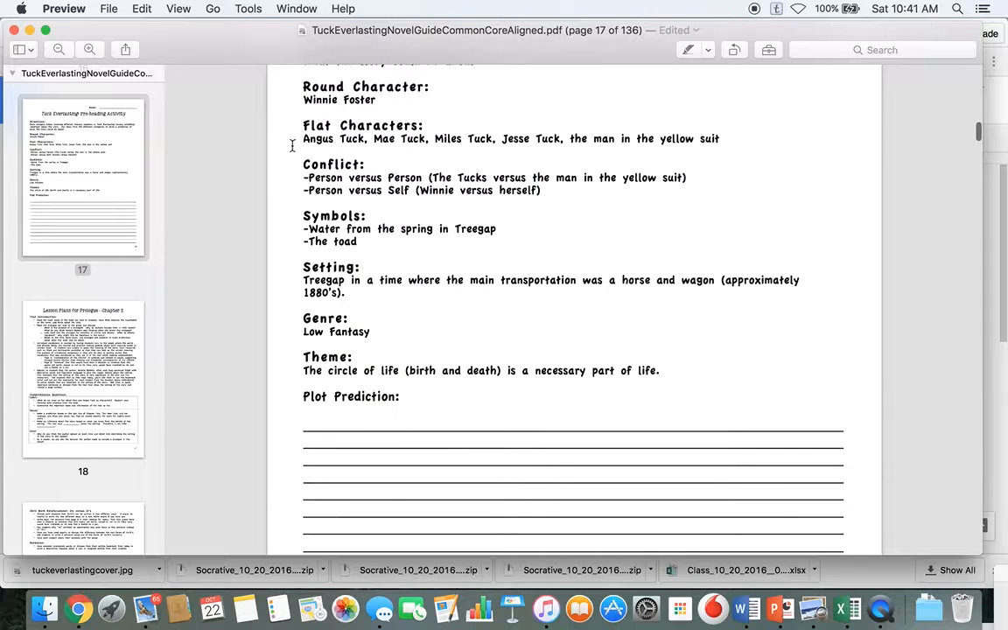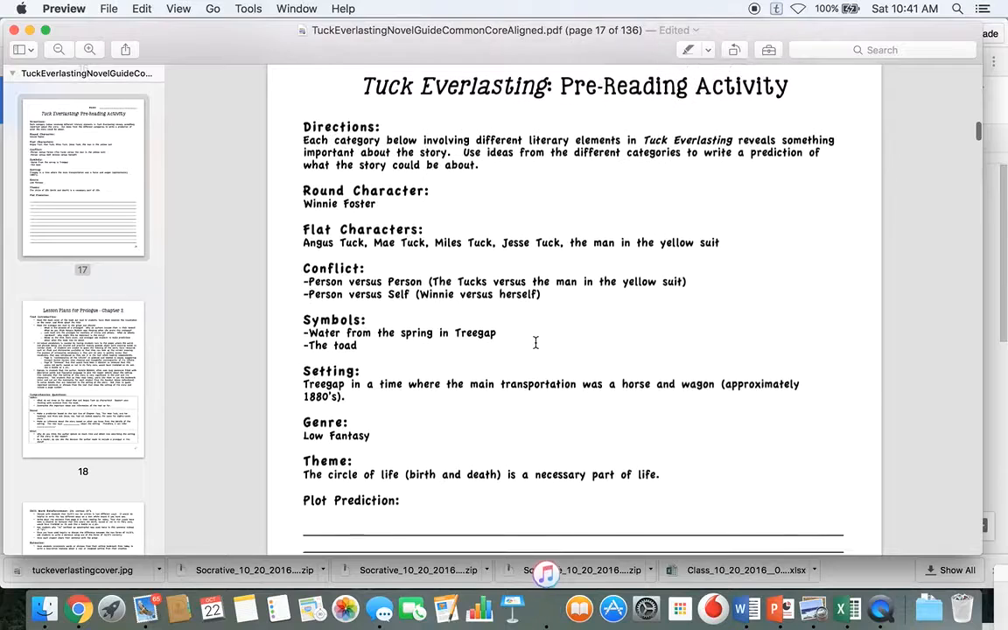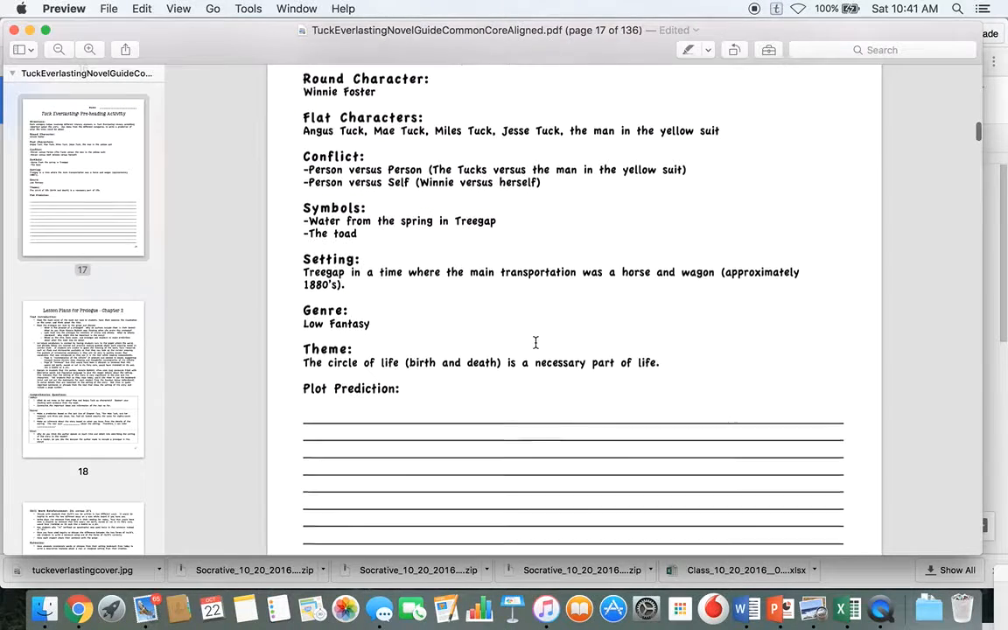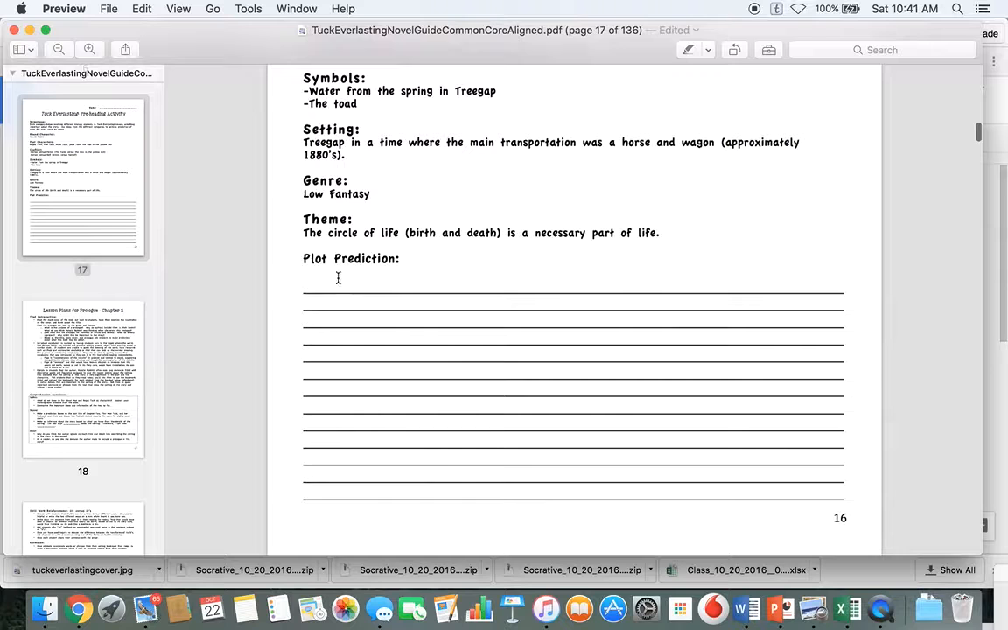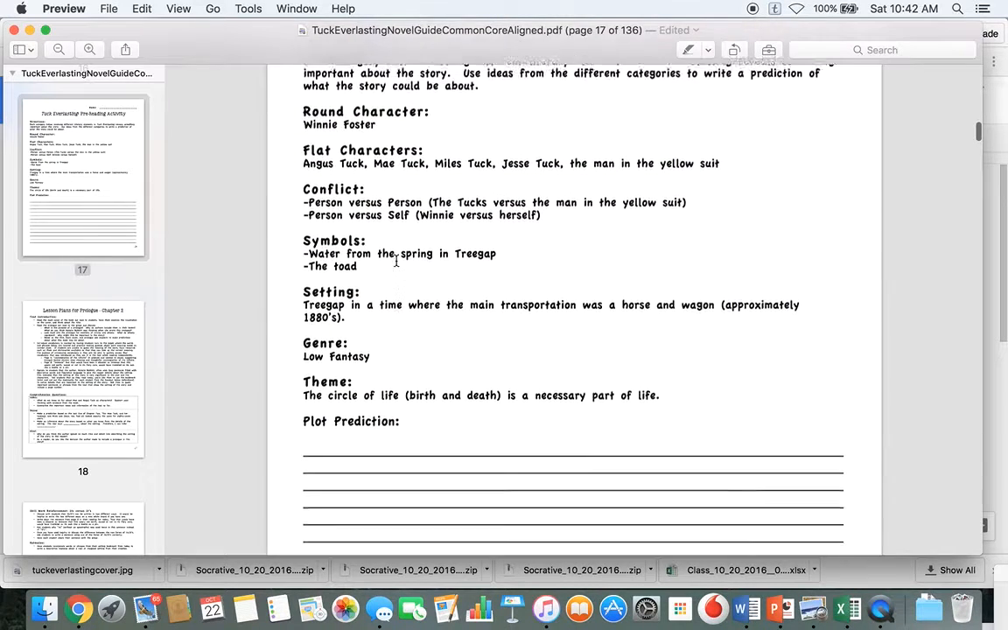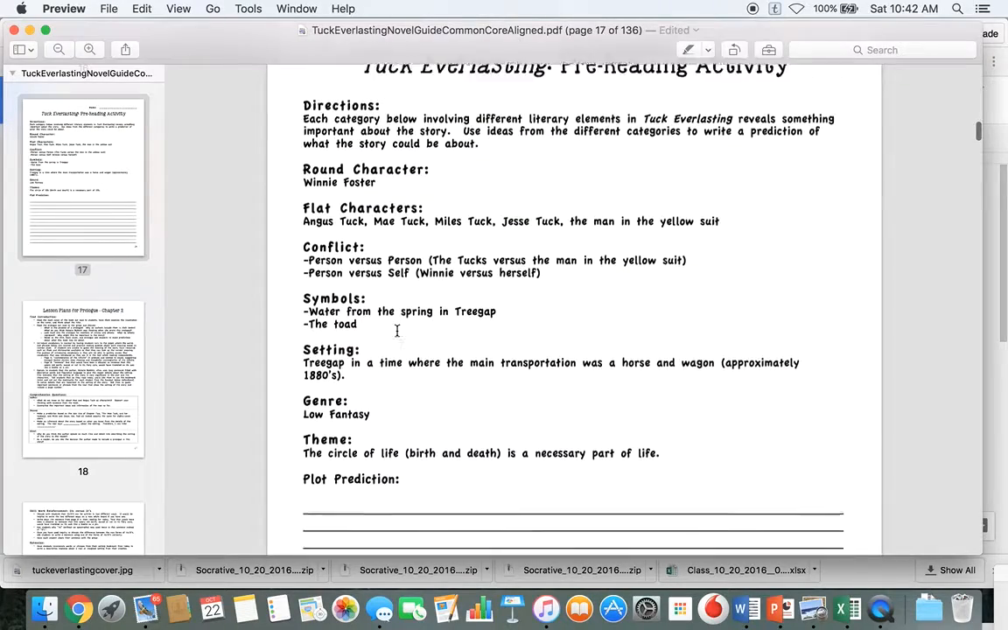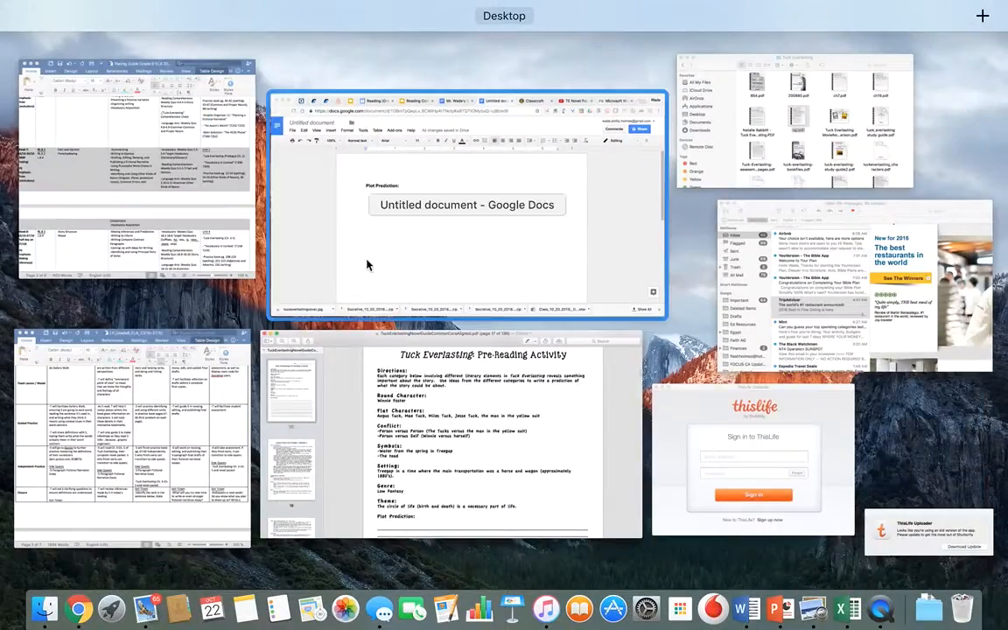There's a couple of different conflicts that you're going to look at here, and it tells you the type of conflict and what kind of conflict there's going to be. It gives you some symbols to look at, the setting, the genre of the book, and the theme. The theme is the main message of the book. So when you look at all of this, you're saying, okay, what do I think the plot is going to be about? When you make this plot prediction, you need to make a prediction about the beginning, middle, and end of your story.